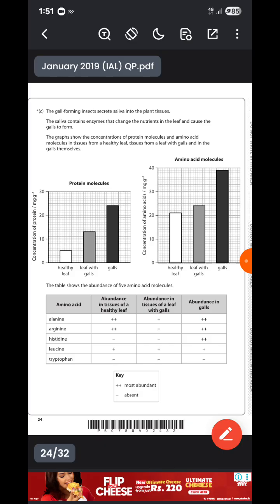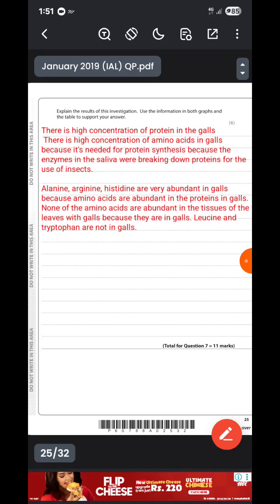Okay, so the question is, explain the results of this investigation. Use the information in both graphs and the table to support your answer. So we need to explain the results of the investigation. So I have written the answer. There is high concentration of protein in the galls.